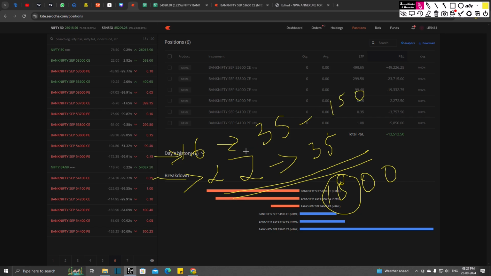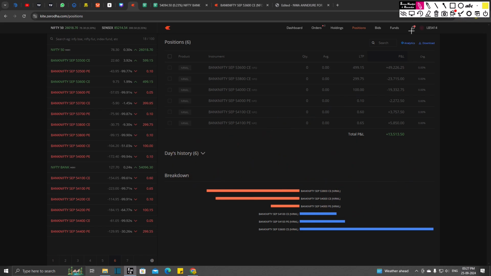Why I didn't add on this one is because the market was actually going below 10 rupees. So that's when I didn't add more quantity. But for this one as well, when the market actually comes down, that's when I add some more quantities. So yeah, that was it, and luckily it went in our favor.